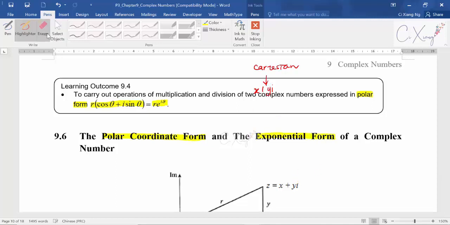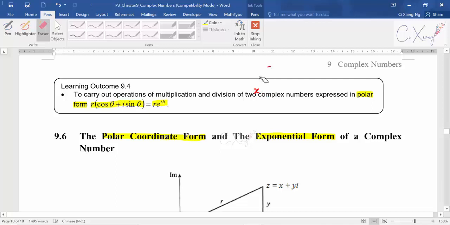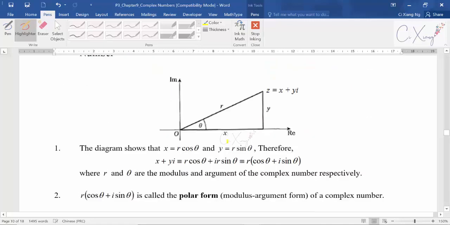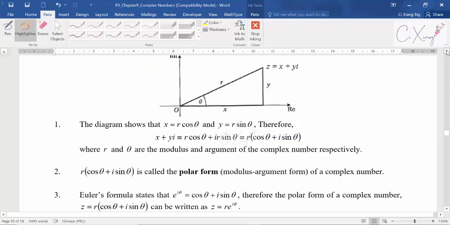These two patterns generally will be useful for some kinds of questions, especially multiplication and division. When you have the polar form or exponential form, sometimes when you want to carry out multiplication and division, it becomes easier in a certain type of question. So you need to know how to put it in the correct way of polar form and also the exponential form. Let's have a look at the notes.